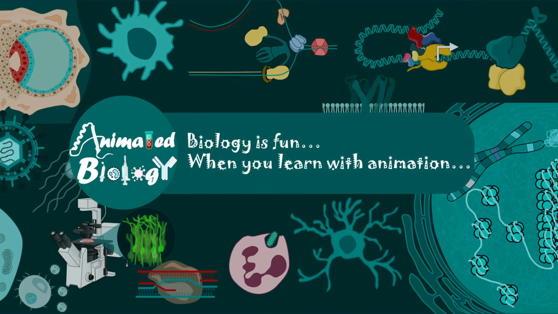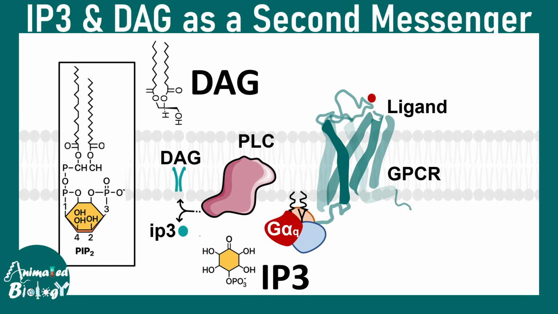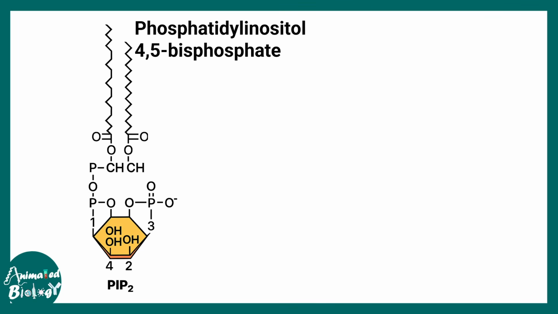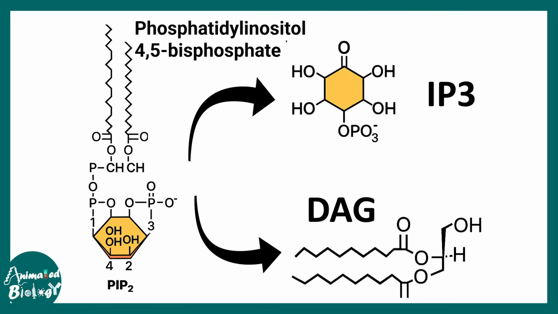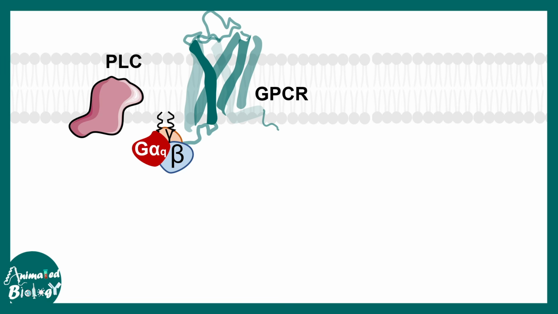But biology is always fun when you learn with animations. First, we'll talk about IP3 and DAG as second messengers. So IP3 is produced from phosphatidylinositol 4,5-bisphosphate, which is basically a phospholipid present in the membrane. Upon cleavage, it produces IP3 and diacylglycerol, or DAG.